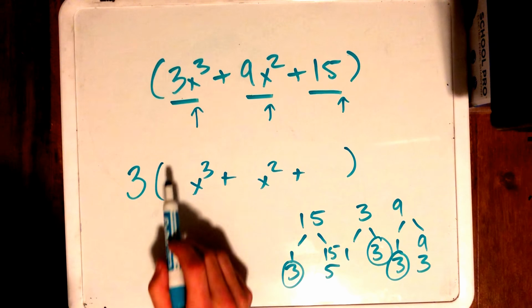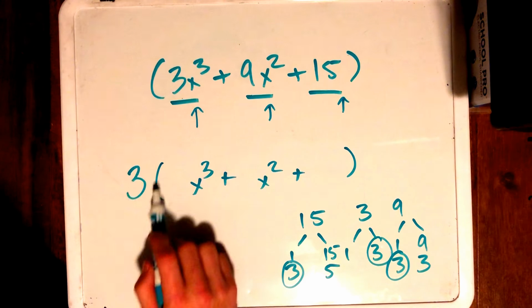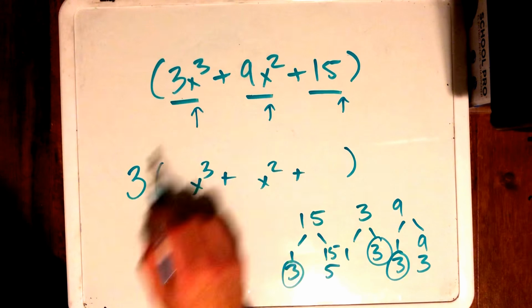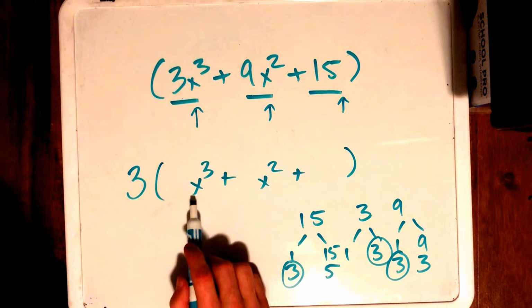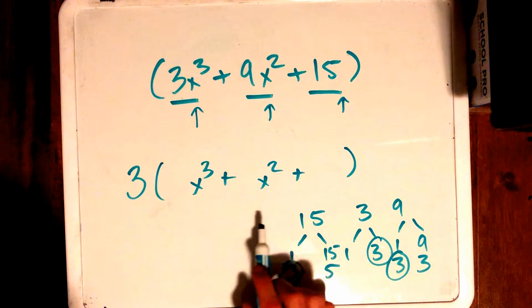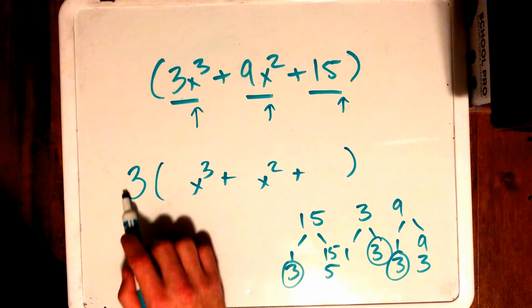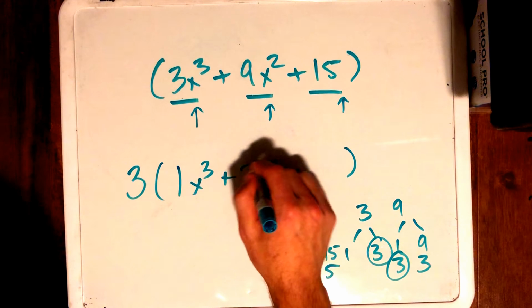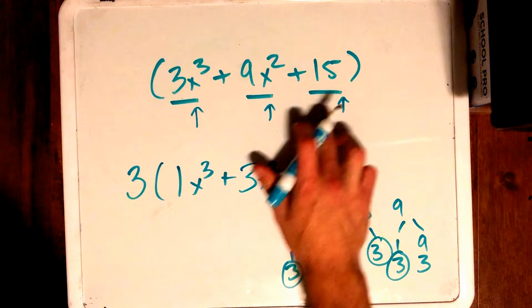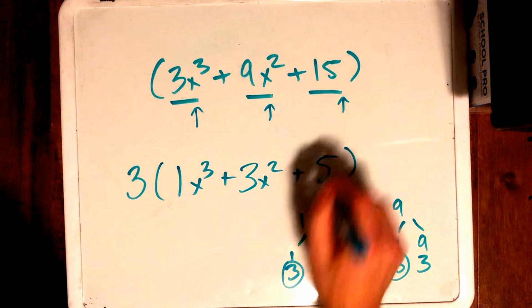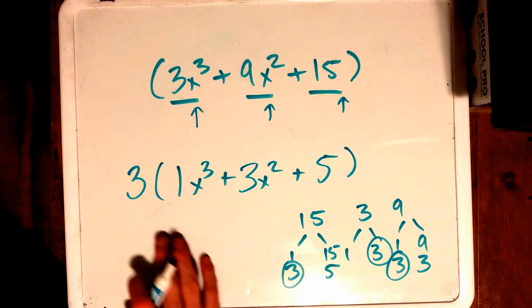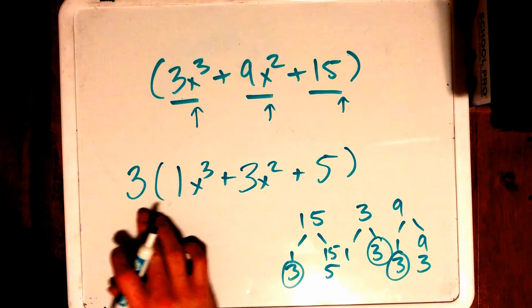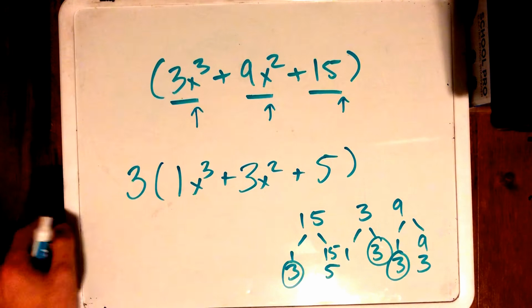And just like in the other video, we're now going to divide all of these terms by what we just pulled out. So this x cubed and this x squared are going to stay. That's still true. We're just doing 3 divided by 3 now, which gives us 1x cubed. 9 divided by 3 gives us 3x squared. And then 15 divided by 3 is 5. So in this example, we only needed to pull out a number, no x's. That's awesome.